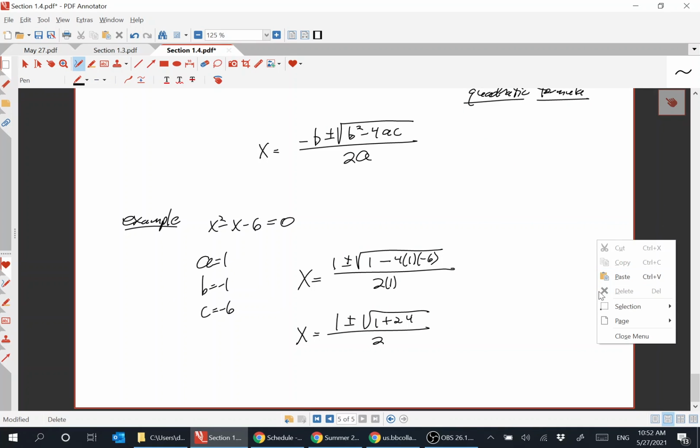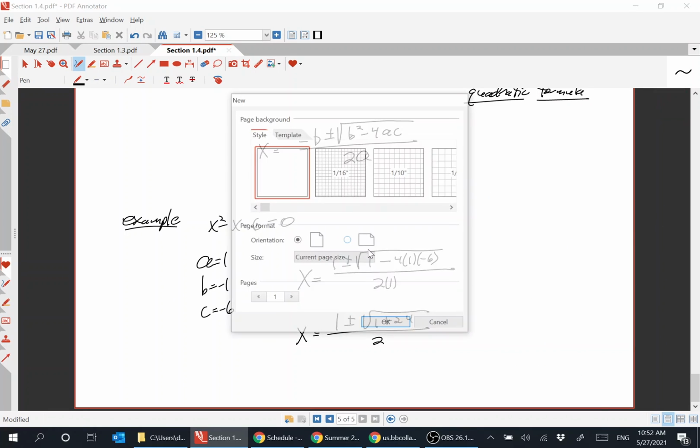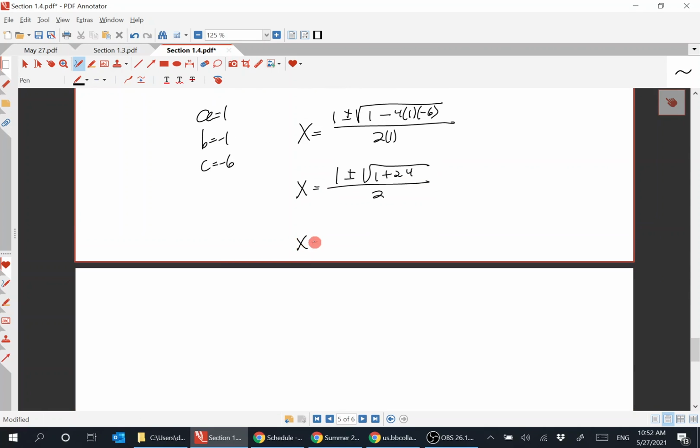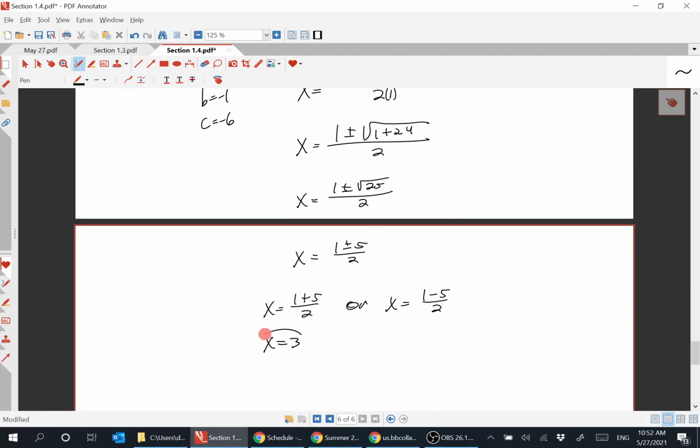So x is equal to 1 plus or minus the square root of 25 over 2. So x is equal to 1 plus or minus 5 over 2. So x is equal to 1 plus 5 over 2, or x is equal to 1 minus 5 over 2. This one is 3, and this one is minus 2.